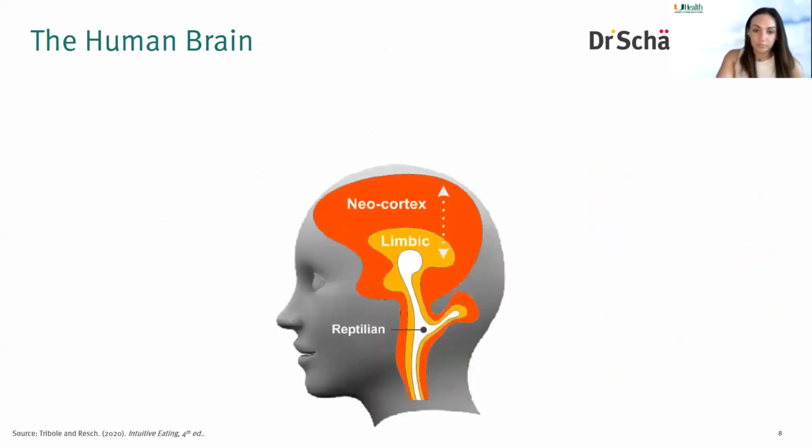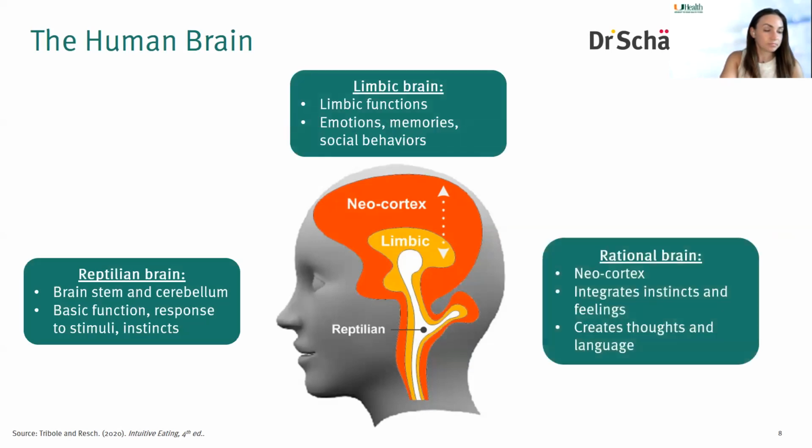So this is your brain, and this is an image that I really liked. It was referenced in the Intuitive Eating book. It's based on Dr. Paul D. MacLean's triune brain model, which is based on the division of the human brain into 3 distinct regions. This is explained throughout the Intuitive Eating book, and the 3 areas are based on an evolutionary view of brain development. Intuitive eating embraces all 3 parts of the human brain: the reptilian, the limbic, and the rational.